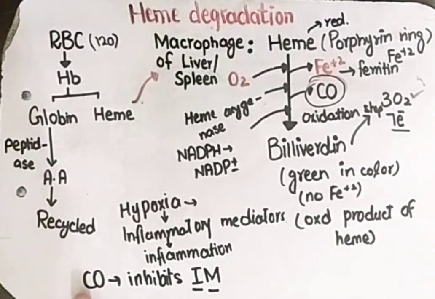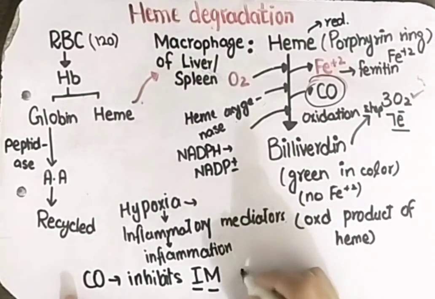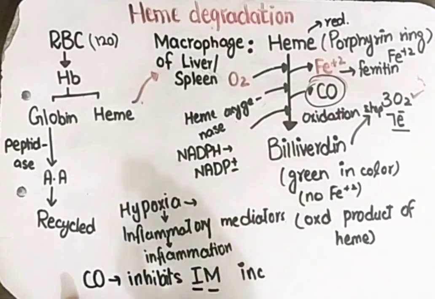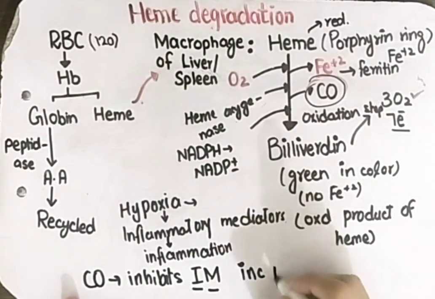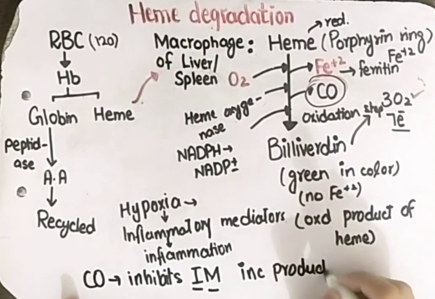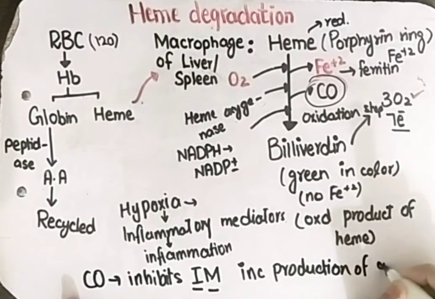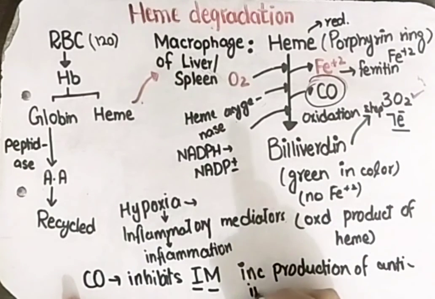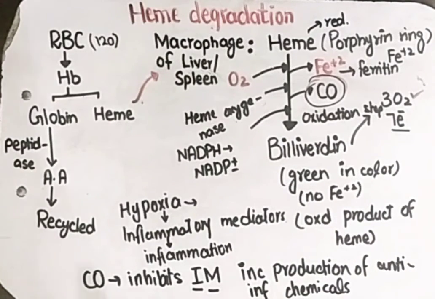So carbon monoxide inhibits these inflammatory mediators, and the second thing it does is increase the production of anti-inflammatory chemicals. What are the anti-inflammatory chemicals? Cytokines like interleukin 10. This is anti-inflammatory, which prevents inflammation.